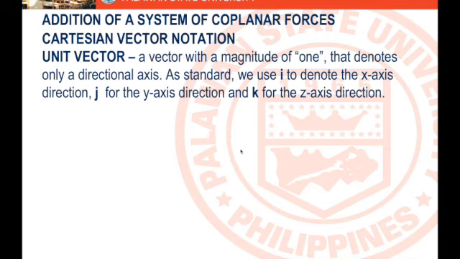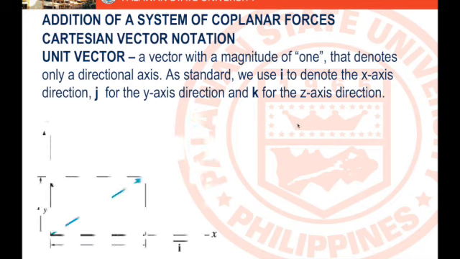So the next one would be Cartesian vector notation. What is Cartesian vector notation? When we want to express a vector into its Cartesian vector form with its components, we will be introducing the concept of unit vectors. Okay, so what is a unit vector? It's basically a vector with a direction and a magnitude of, since it says unit, 1. So a vector with a magnitude of 1 that denotes a directional axis.